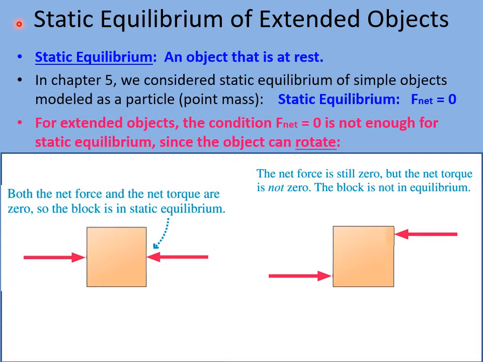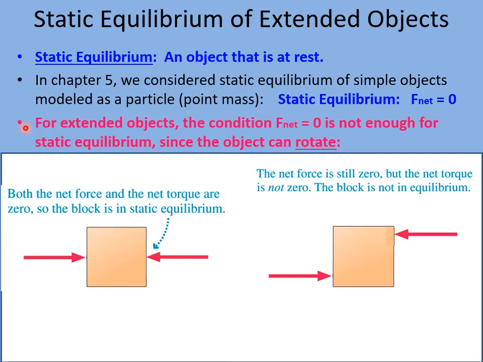So what do we mean by static equilibrium of extended objects? Well, we learned earlier in the course that static equilibrium basically means an object that is at rest. Now, it was simpler with what we did before. In Chapter 5, we considered static equilibrium of simple objects that were modeled as a particle or point mass. And our only condition for static equilibrium was that the net force is equal to zero. Now, for extended objects, what we're doing in this section, the condition net force equals zero is not enough for static equilibrium since the object can rotate.